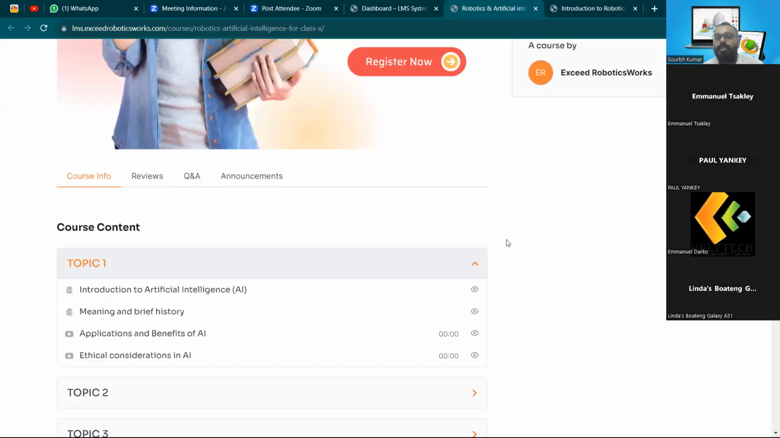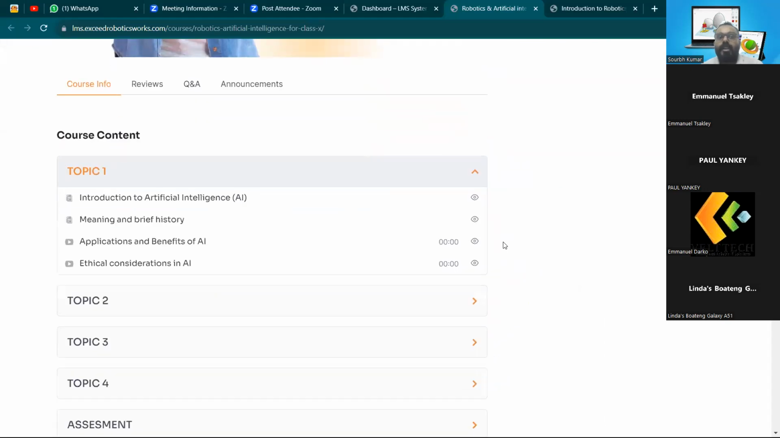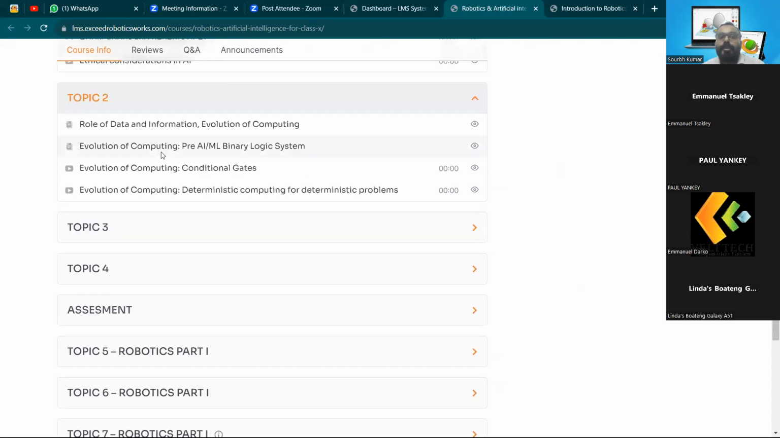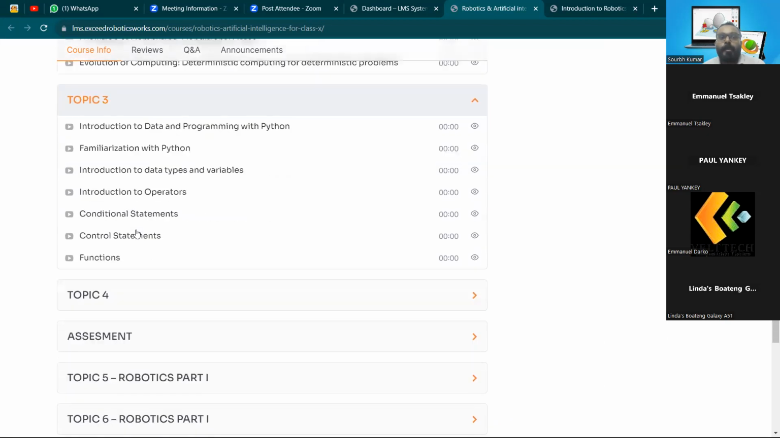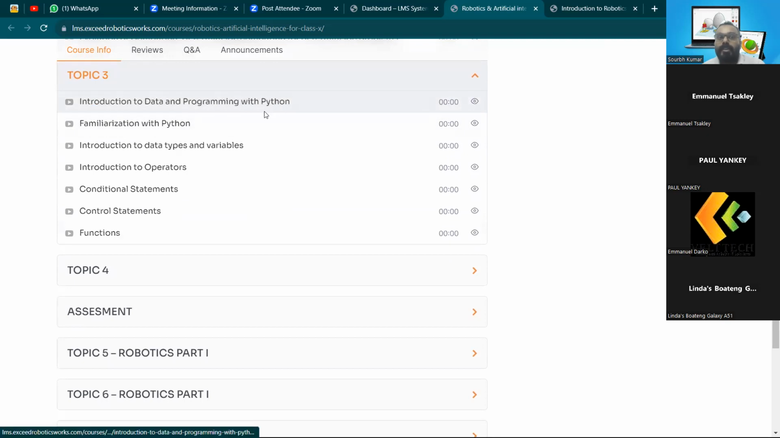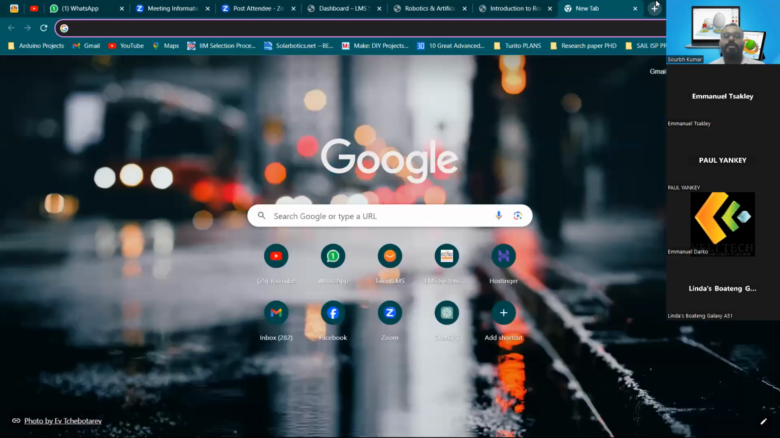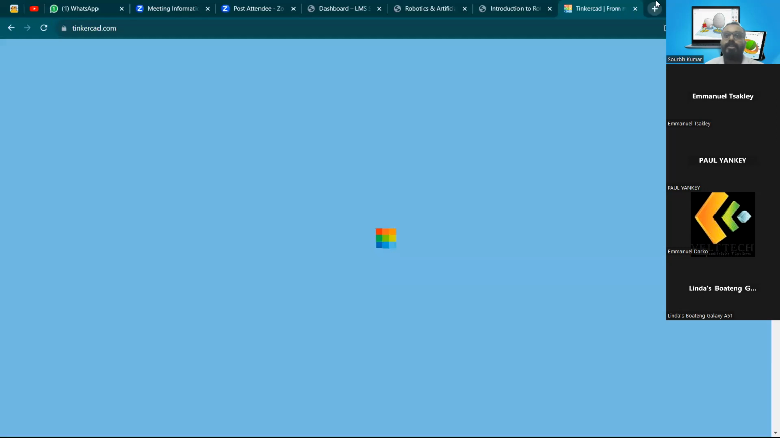Let me summarize those topics first so that it will be helpful for you to understand what you are going to learn throughout the session. We will have an introduction to artificial intelligence, its meaning, brief history, and applications. In topic 2, we will learn the role of data and information, evolution of computing, conditional gates, deterministic computing for deterministic problems, AI ML binary logic system, and data and programming with Python, as well as we will utilize three more platforms for the same.